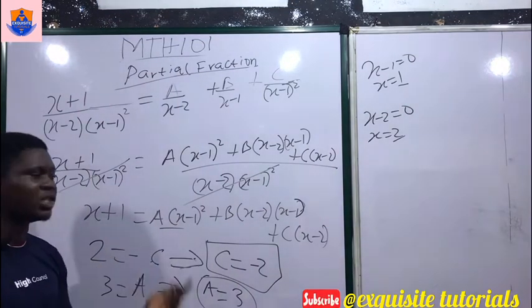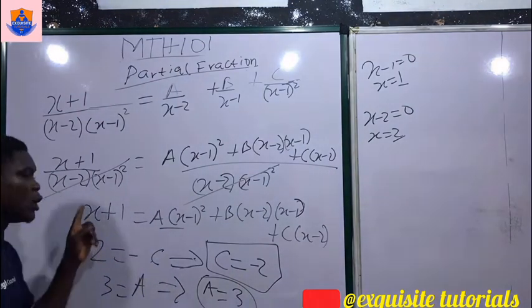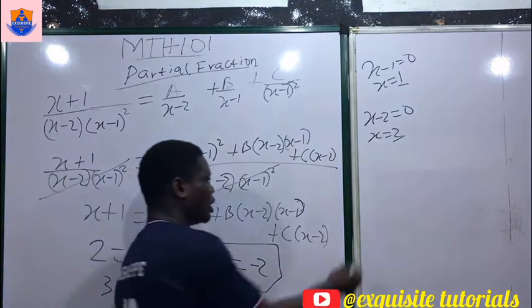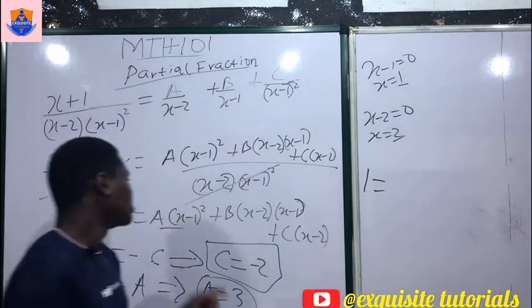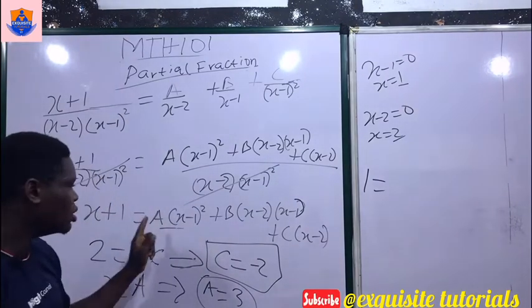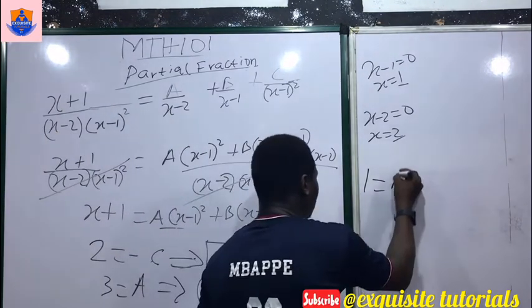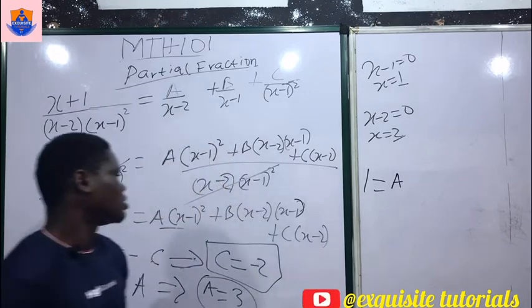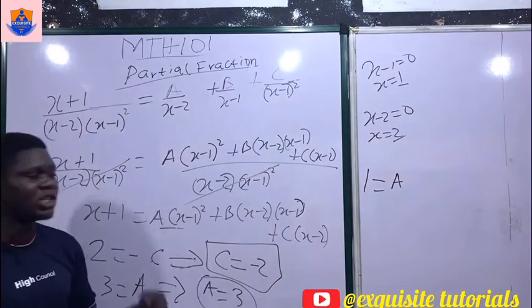So I want to go with 0. Let x equals 0. 0 plus 1, that is 1, equals 0 minus 1 is minus 1. But when you square it, it becomes plus 1. So plus 1 times a, that is a. Then 0 minus 2 is minus 2.